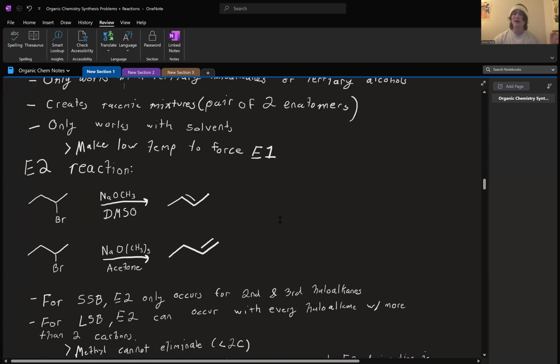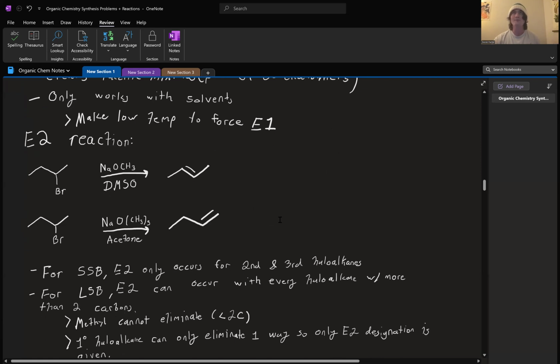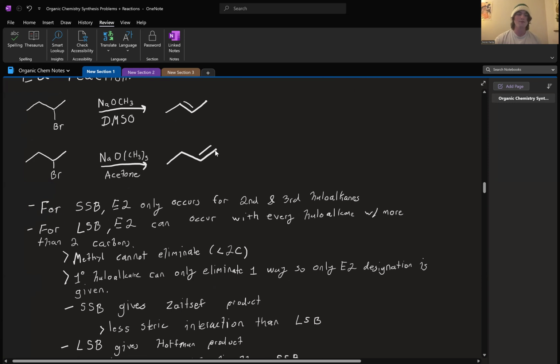So for our E2 reaction, we can have two types of products. We can either have a Zaitsev product, where the double bond goes to the more substituted carbon adjacent to the halogen, or we can have a Hofmann product, where the double bond goes to the less substituted carbon adjacent to the halogen. You typically get a Zaitsev product when you use a small strong base, and you get a Hofmann product when you use a large strong base. So for small strong bases, elimination E2 only occurs with secondary and tertiary haloalkanes, and that's going to give you a Zaitsev product.